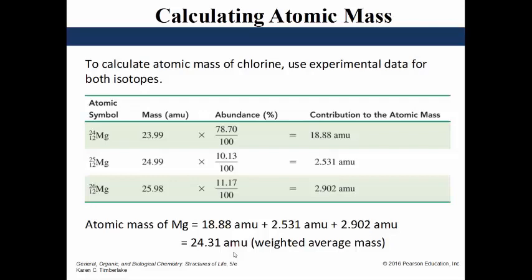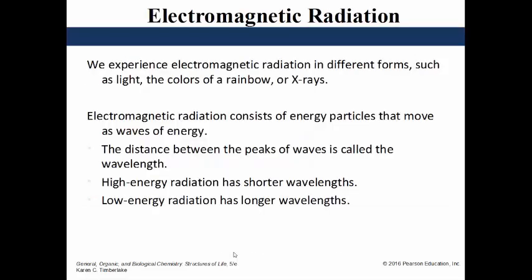And it's the same process for any other element with any number of isotopes. How abundant it is multiplied by its mass, and you add up all those atomic mass units for every single isotope that's known. Alright, next we'll move on to electromagnetic radiation. Now we experience electromagnetic radiation every day, all the time, in various forms. X-rays at a doctor's office, seeing the colors of a rainbow, seeing light, talking on your cell phone. Those are all examples of electromagnetic radiation.